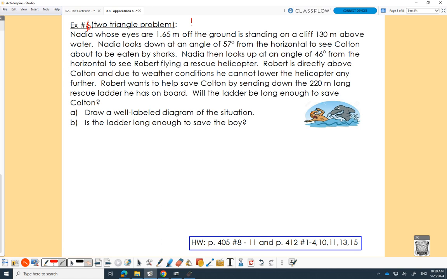Nadia, whose eyes are 1.65 meters off the ground, we're bringing that detail in. When you look downwards, you have to account for the fact that you have some height as well in all this. Anyways, Nadia, whose eyes are 1.65 meters off the ground, is standing on a cliff 130 meters above the water. Nadia looks down at an angle of 57 degrees from the horizontal to see Colton about to be eaten by sharks.